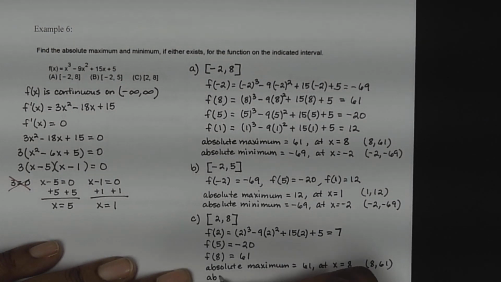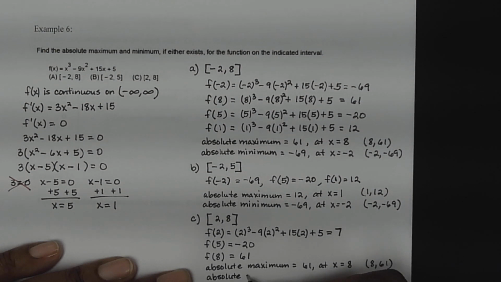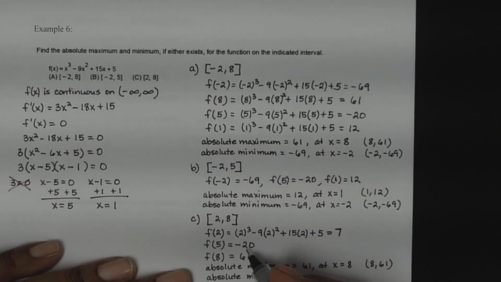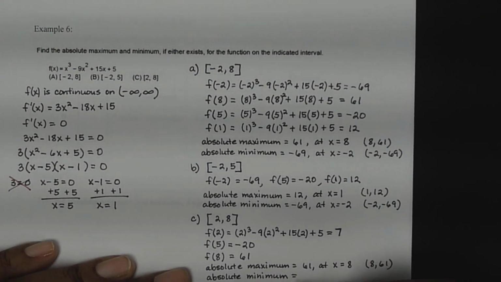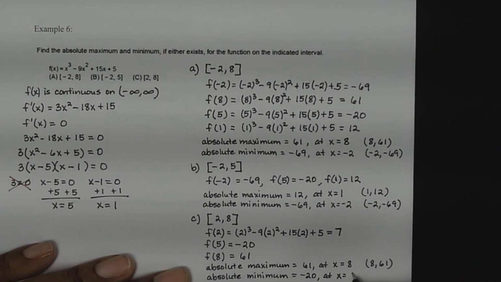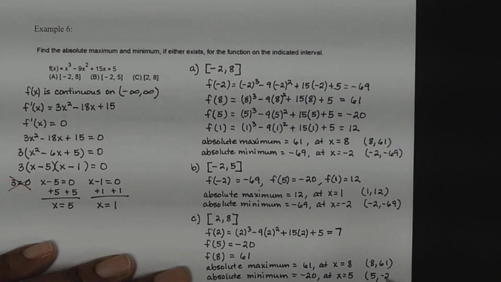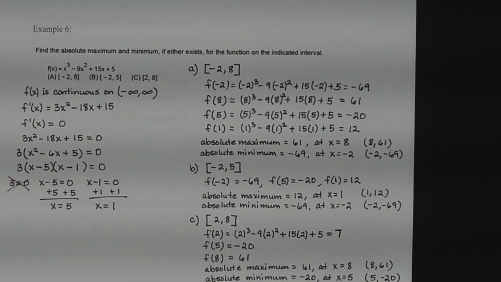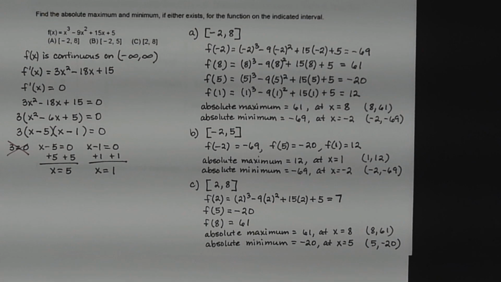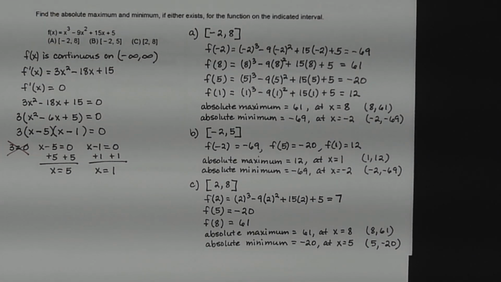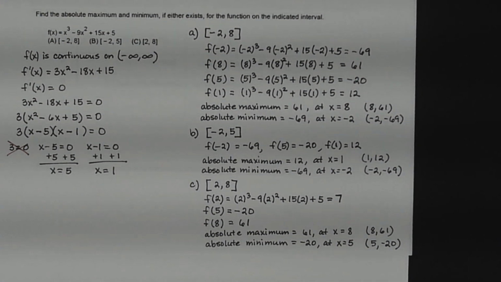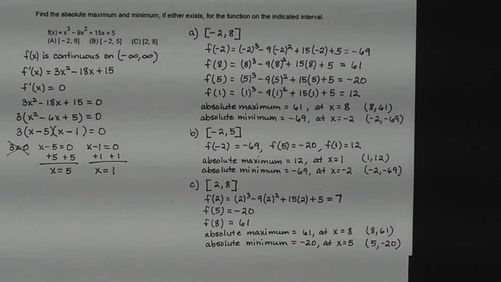And then your absolute minimum, that's the smallest of these three, which is negative 20. And it occurs when x is equal to 5. So (5, negative 20) would be the ordered pair for the absolute minimum if they ask for it. Okay? So that's how we find the absolute maximum and the minimum for the function at those indicated intervals. Okay?